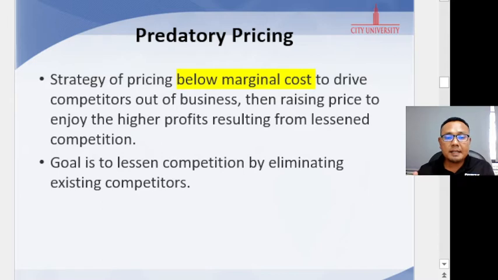Since predatory pricing hurts not only the prey but also the predator, its success critically depends on the presumption that the predator is healthier than the prey. Healthier means you are bigger and stronger in terms of your capital. So a firm engaging in predatory pricing must have deeper pockets, with a lot more financial resources than the prey, in order to outlast it.